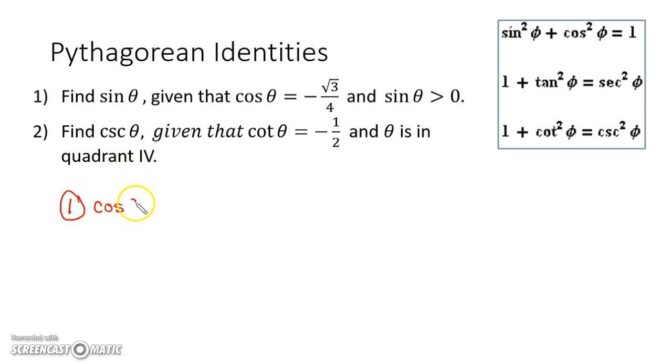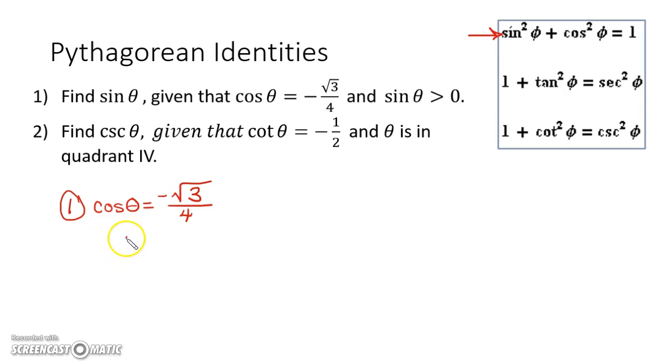So we know cosine of theta equals negative square root of 3 over 4. And sine of theta is greater than 0. We're going to ignore that sine of theta is greater than 0 right now. I'm just going to look at this part first. Sine of theta and cosine of theta. Cosine of theta is given, and we need to find sine of theta. Now, is there a trig identity that involves just sine and cosine? Well, yeah, the first one, right? Sine squared plus cosine squared equals 1. So let's plug in what we know and solve for the rest.